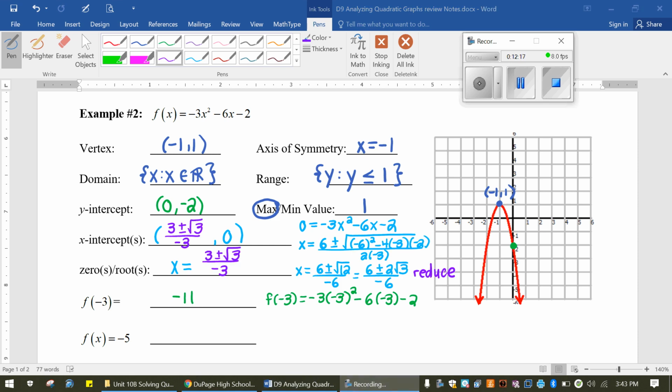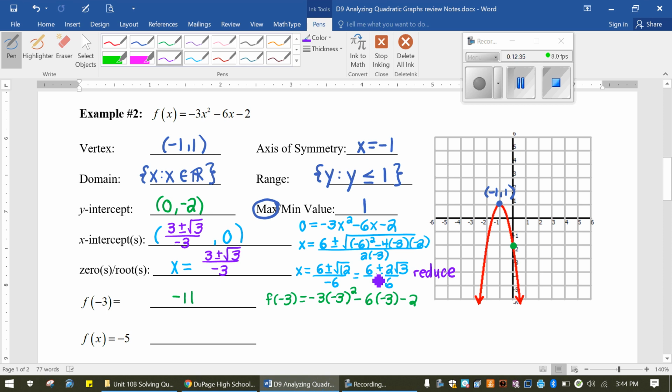Okay, so I have all the work here for finding the x-intercept. Once you substitute everything into the quadratic formula, what you will get underneath the square root is a 12. Square root of 12 will be square root of 4 times square root of 3. So that's where this 2 square root of 3 comes from.